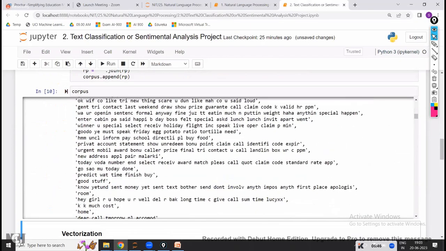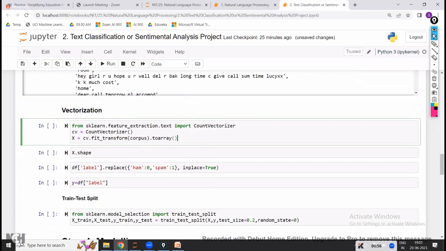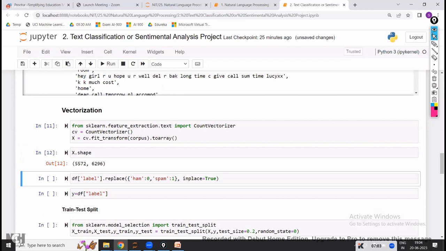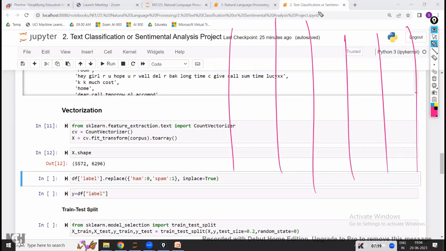Total 5,572 messages are there. Within the 5,572, how many unique words are there? It is going to count. And I'm going to apply the count vectorizer. Now, if I see my counter, a total of 6,296 unique words are there. 6,296 unique word columns are created. Now, for each word, one column. For each word like this, one column, with 6,296.